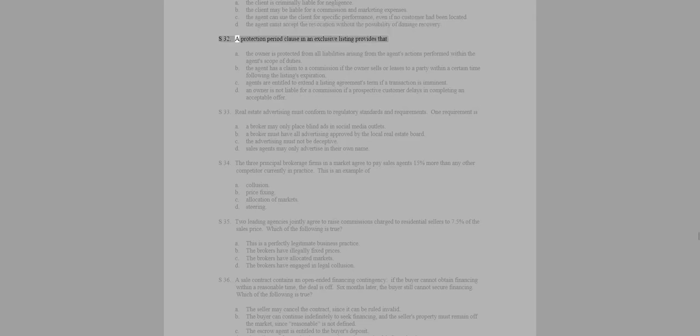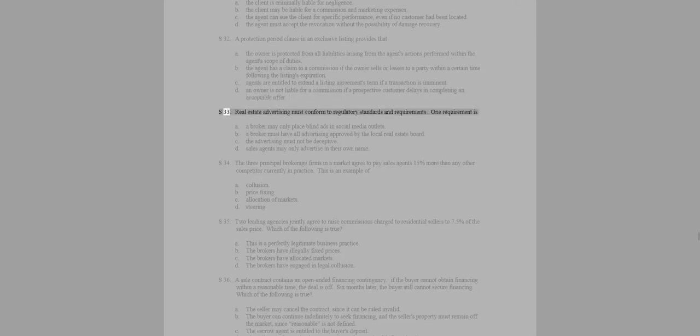S32. A protection period clause in an exclusive listing provides that A. The owner is protected from all liabilities arising from the agent's actions performed within the agent's scope of duties. B. The agent has a claim to a commission if the owner sells or leases to a party within a certain time following the listing's expiration. C. Agents are entitled to extend a listing agreement's term if a transaction is imminent. D. An owner is not liable for a commission if a prospective customer delays in completing an acceptable offer.